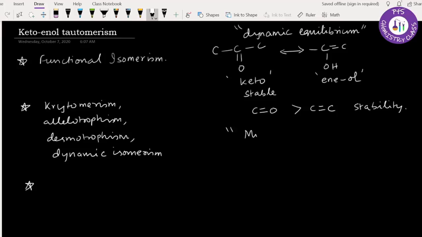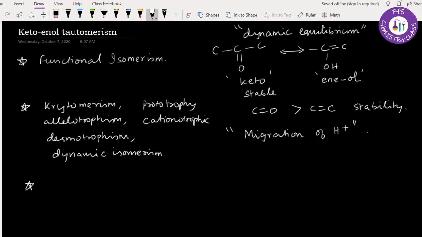You can say that it is a migration of a proton. That's why it's also called prototropism. There are many names to it. Prototropism, because the proton moves. Because a cation moves, they also call it cationotropic. There are many names to this. So basically there is a migration of a proton in the compound.